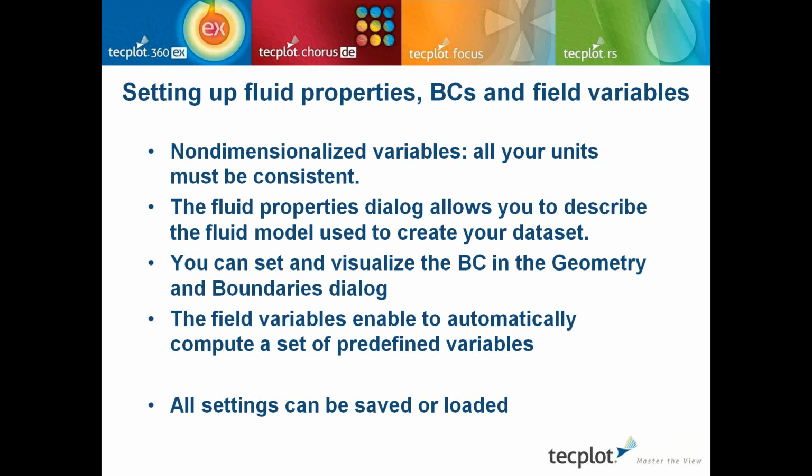The fluid properties dialog allows you to describe the fluid model you used to create your dataset from within your solver. And you can set and visualize the boundary conditions in the geometry and boundaries dialog. Field variables enable you to automatically compute a set of predefined variables, so you basically need to tell Tecplot what variables it should use for the convection vector and state variables. All of the settings can be saved or loaded, and if you're using a particular data loader, Tecplot sets that up automatically for you.